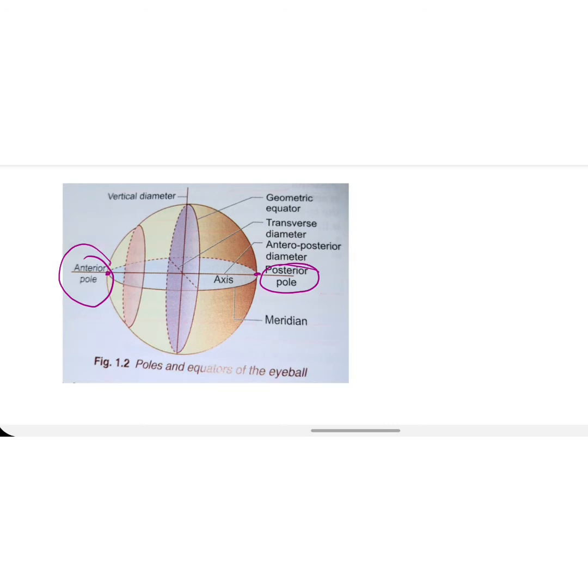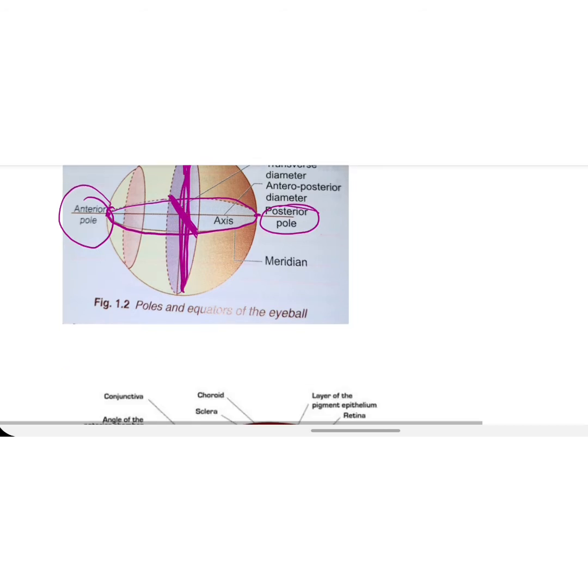Now we will see what our equator is. This plane that we can see here is our equator. Now what is our transverse diameter? This horizontal diameter, from the left to the right side, is our transverse diameter, and from upward to downward, this is our vertical diameter.